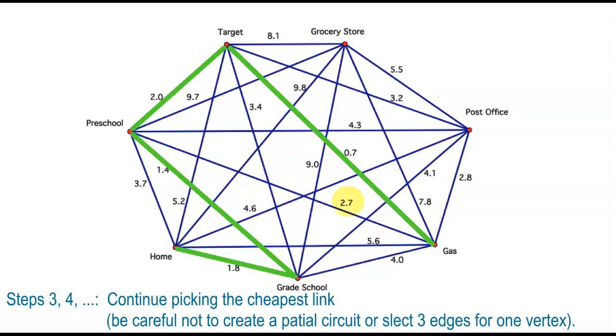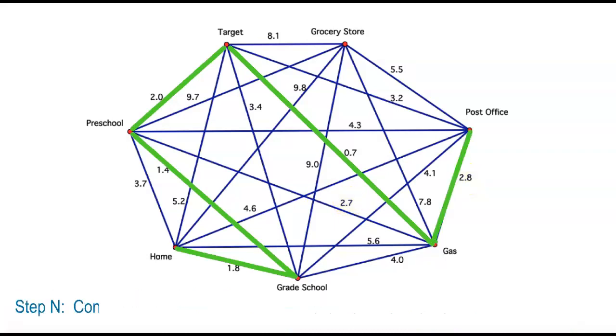However, we already have 2 edges meeting at preschool, so we cannot use another one. I'll have to skip that edge and go on to 2.8 between the gas station and the post office. Notice now that the only location we haven't visited is the grocery store. So we have no other choice but to draw in the edges between the grocery store and the post office, and the grocery store to home.